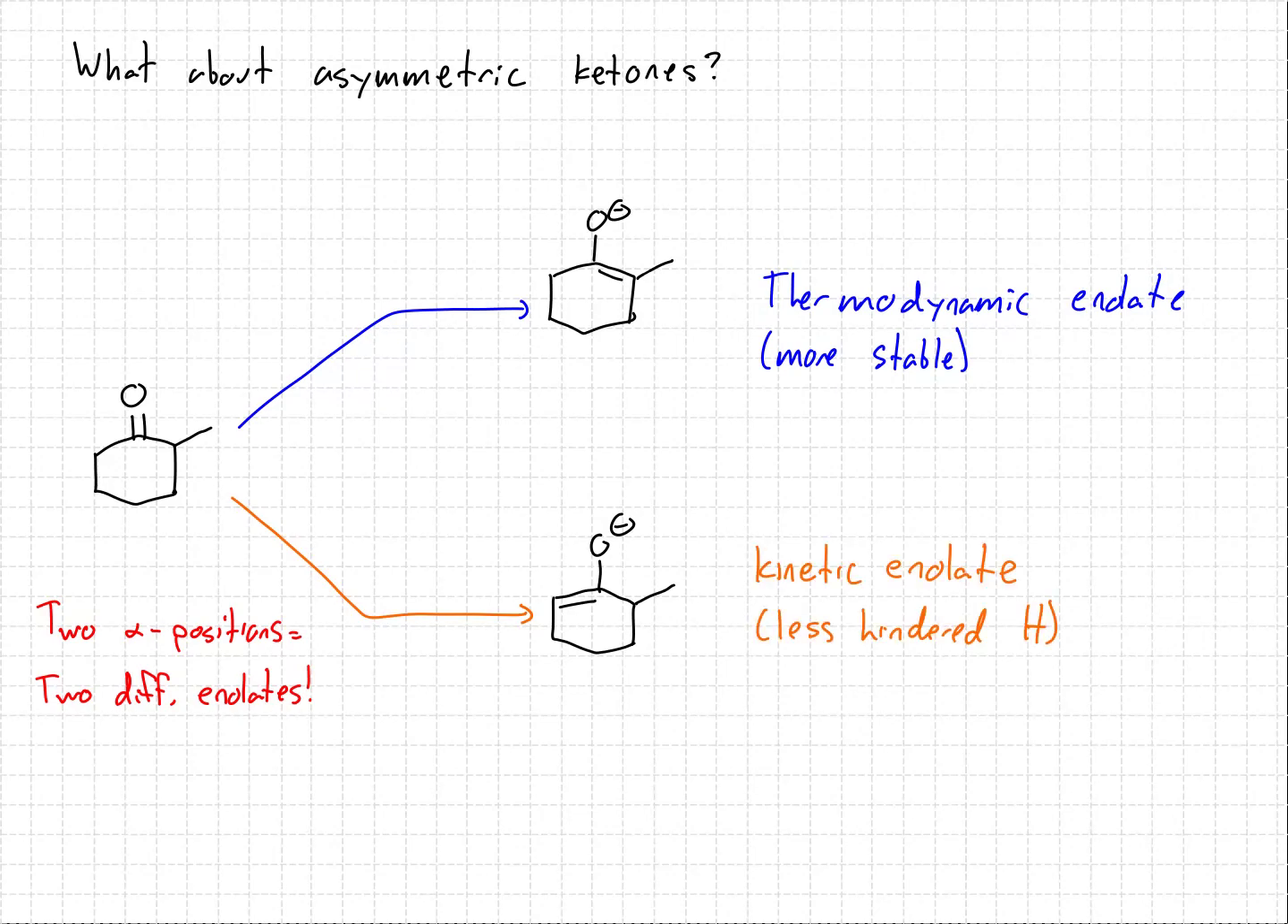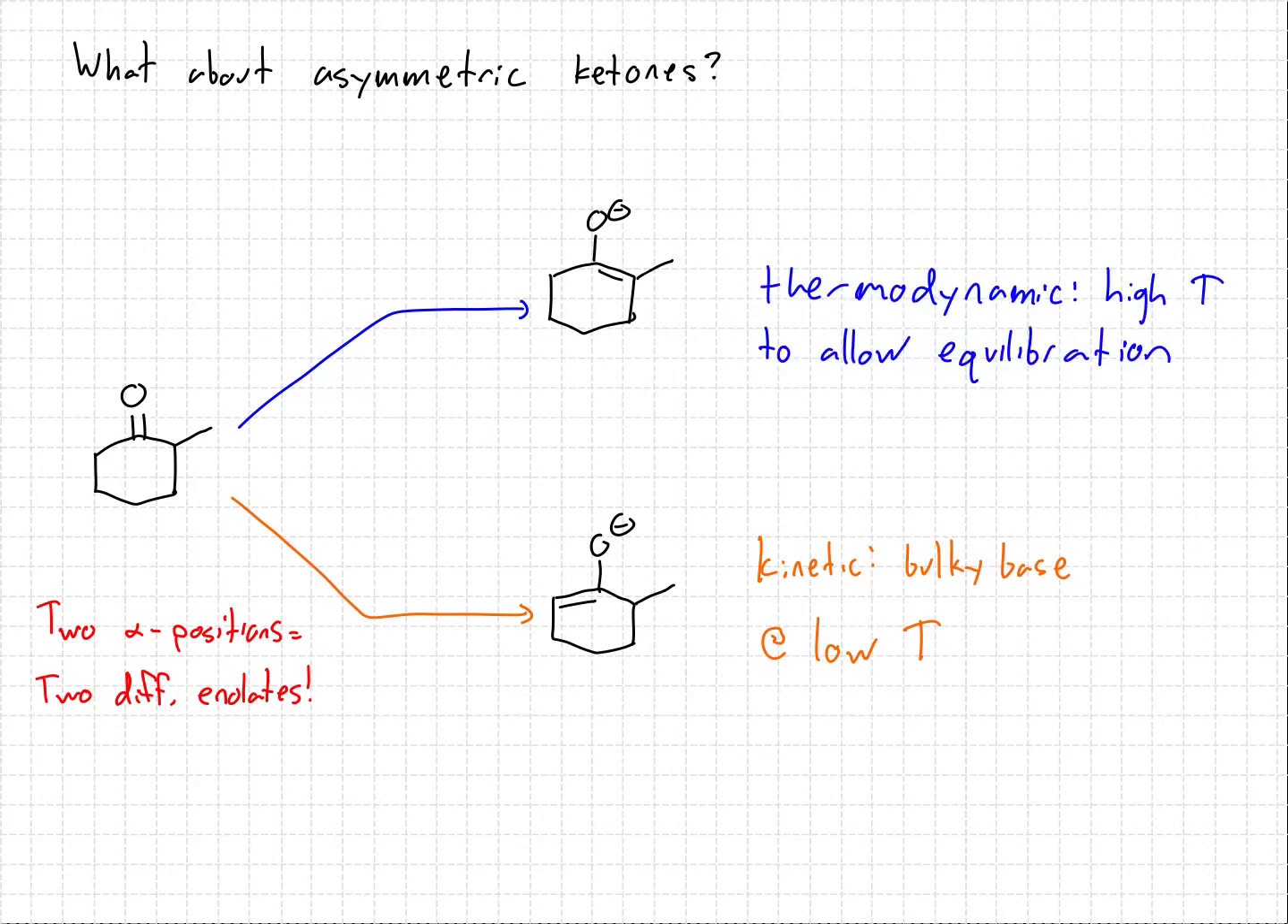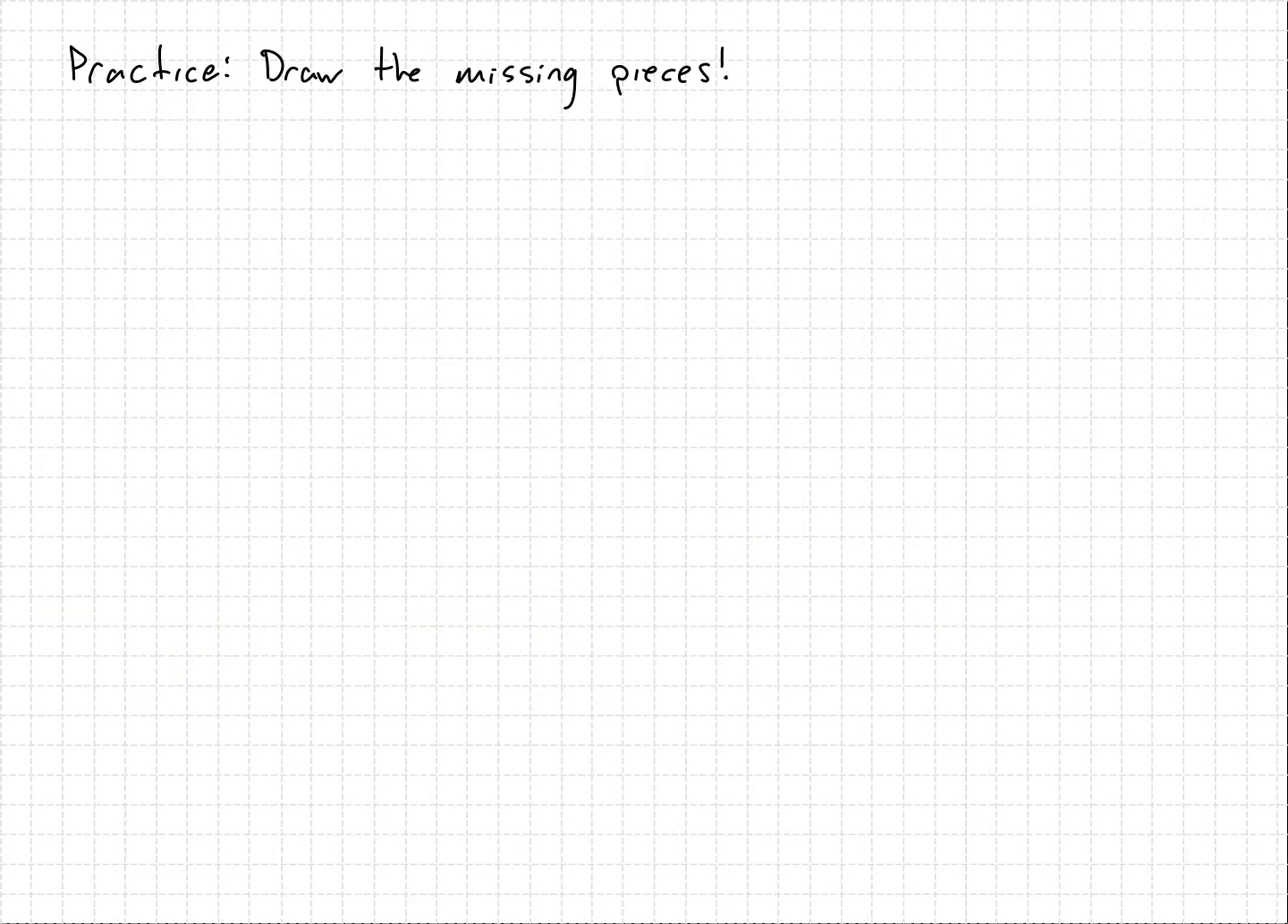The other one we're going to call the kinetic enolate because it is formed by the removal of the least hindered set of protons. So as we've seen before, if we have a case where we have two different alpha positions, we can control which position gets deprotonated by changing the conditions under which we do the deprotonation. For the kinetic enolate, it can be favored by using a very bulky base at a low temperature to suppress equilibration. For the thermodynamic enolate, we can favor it by treating it at higher temperature, which will allow equilibration while we remove the proton. So here's some practice.